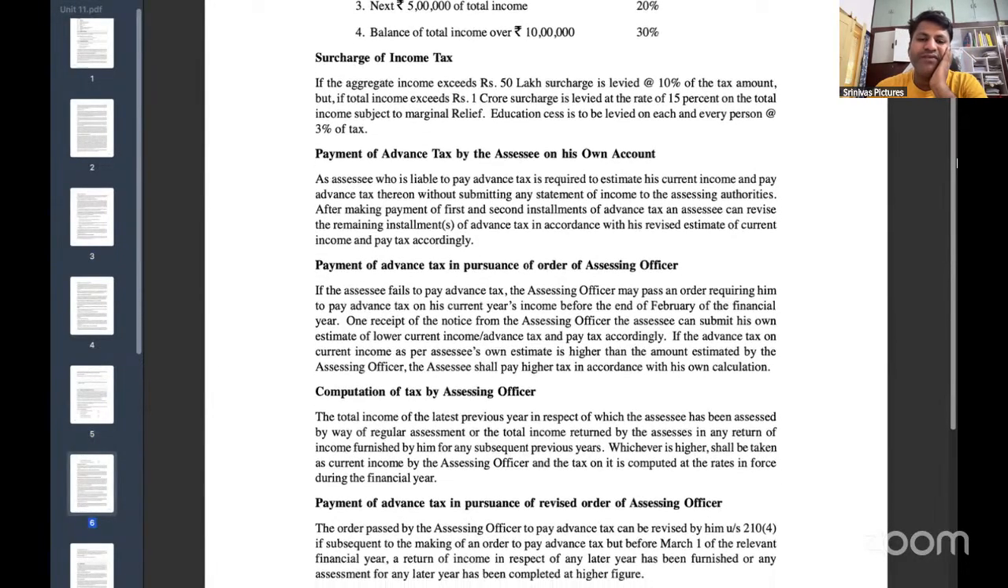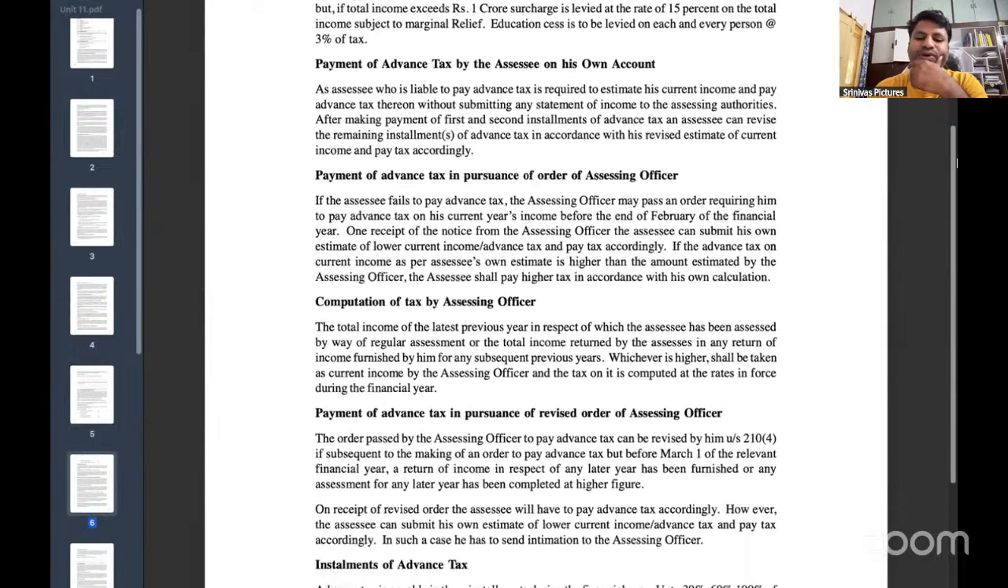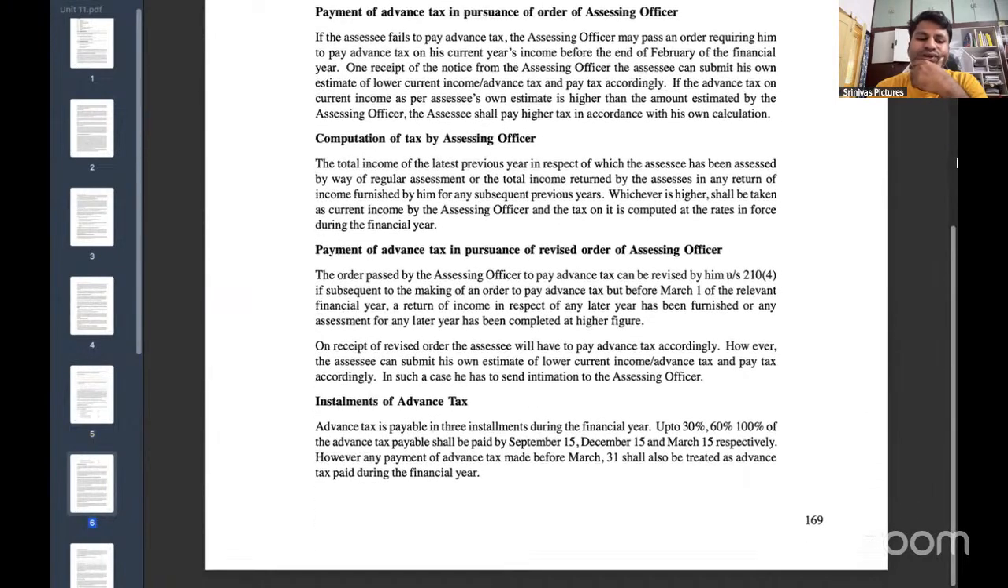The payment of advance tax by the assessee on his own account, and the payment of tax pursuant to the order of the assessing officer, the computation of tax liability by the officer. These are all the procedures which we have.